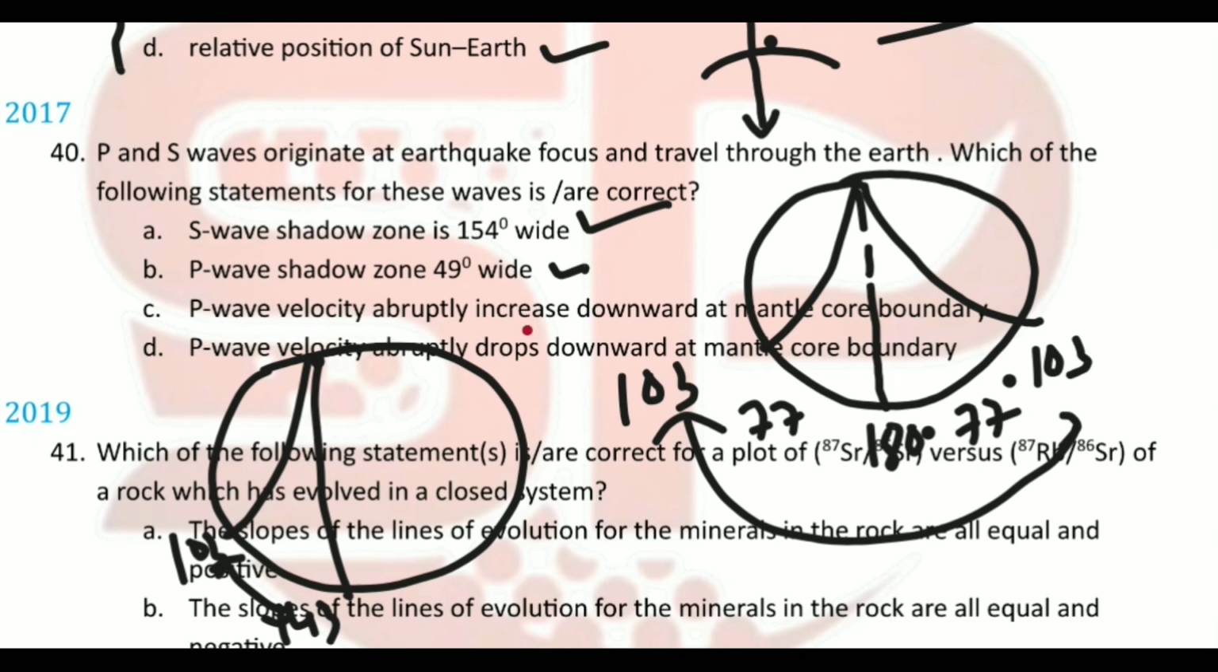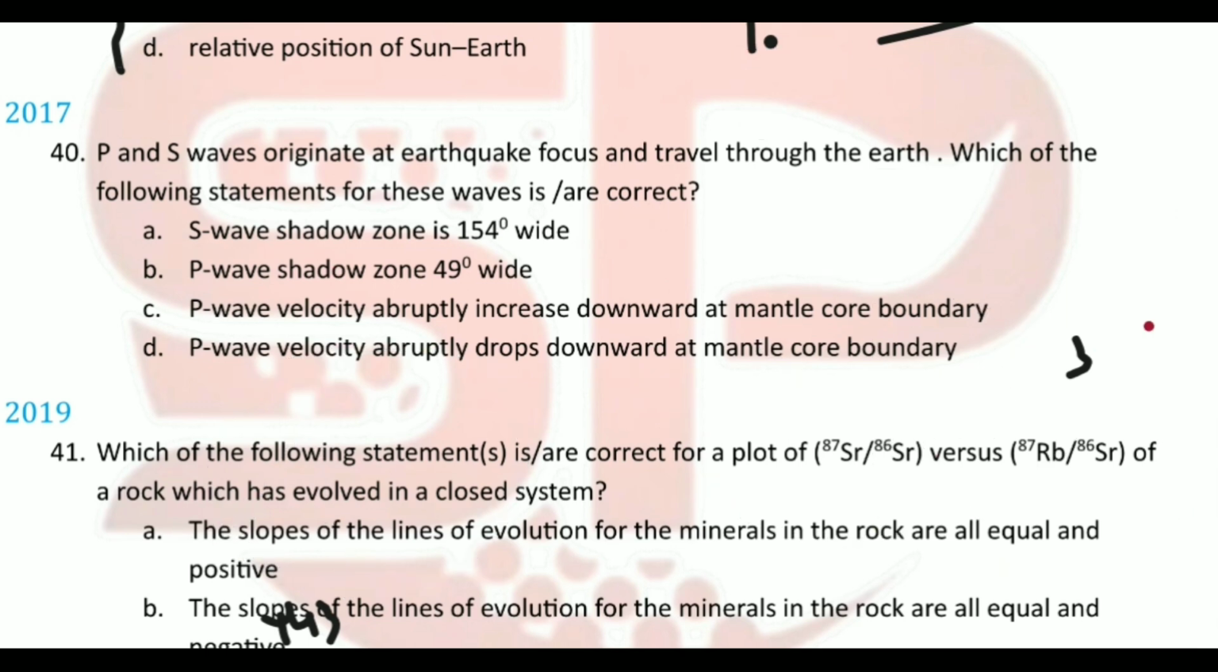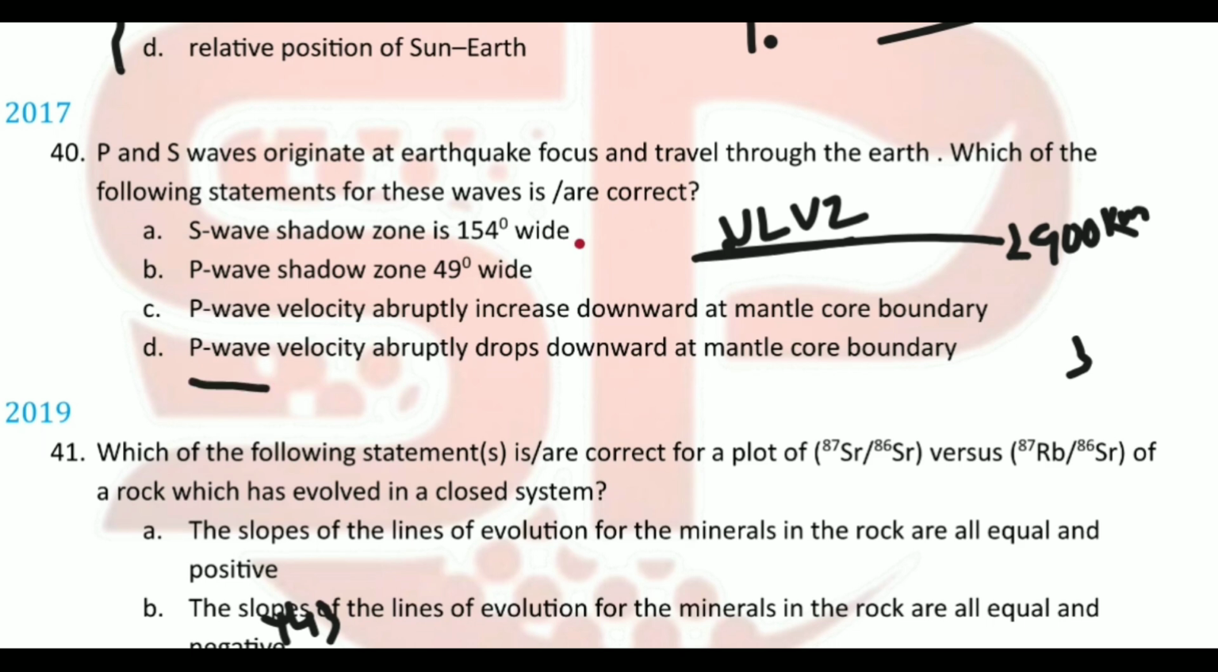Then, P wave velocity abruptly increases downward near the core mantle boundary. At the core mantle boundary, at 2900 kilometers, there is a zone called the ultra low velocity zone, which will decrease the velocity. So at the mantle core boundary the P wave velocity will abruptly drop downward. Increase will be incorrect. So A, B and D.